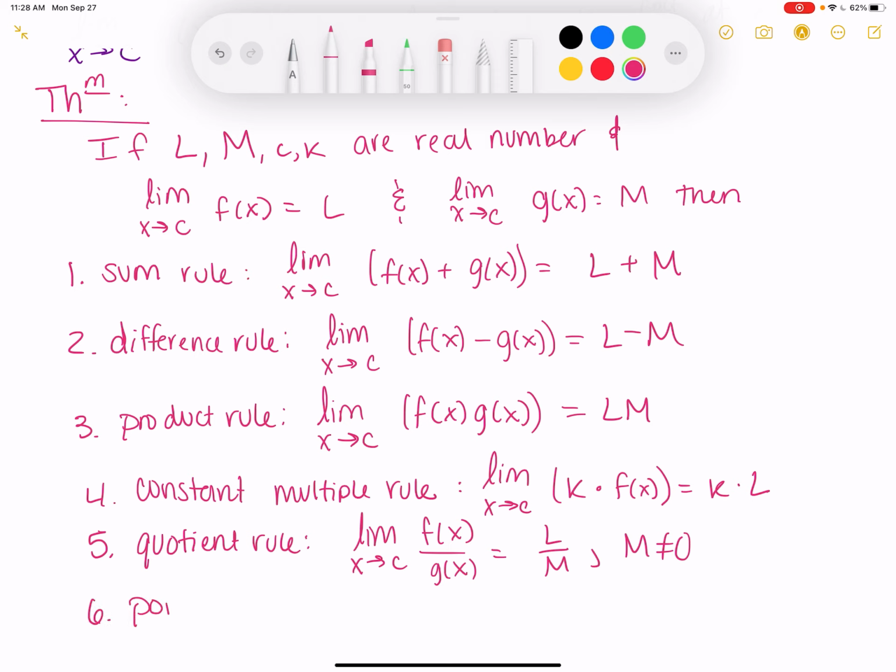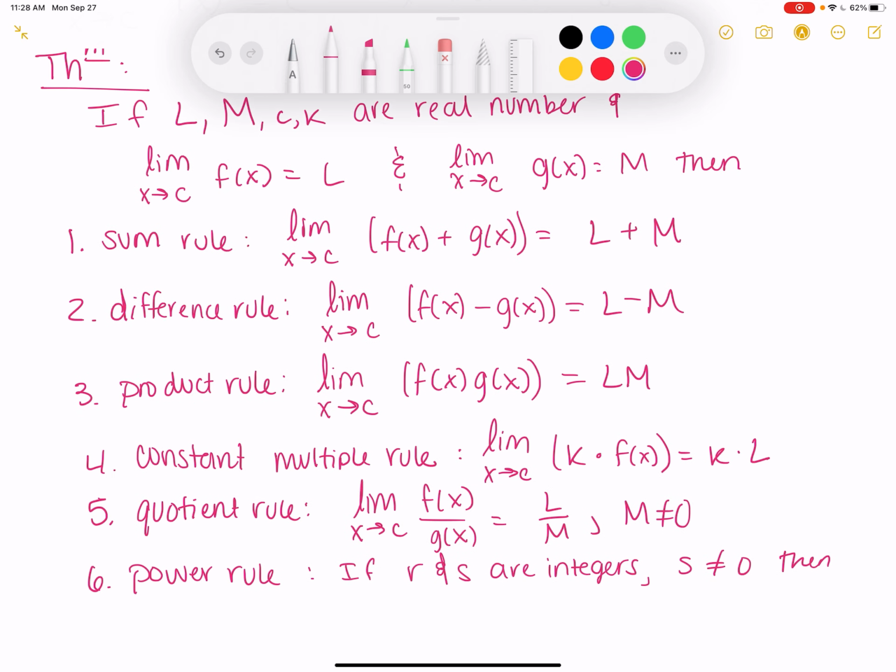And six, the power rule. If r and s are integers, s not equal to 0, then the limit as x approaches c of f of x raised to the r over s is equal to L raised to the r over s, provided L to the r over s is a real number.